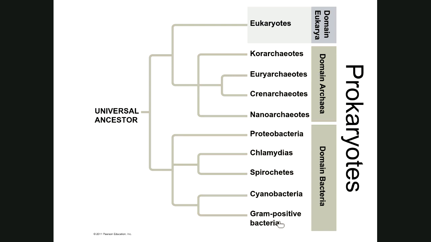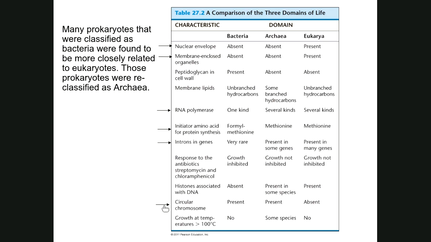Now, before we go into these clades, I want to talk about this. This goes back to why are prokaryotes that are archaeans considered to be more closely related to eukaryotes than to bacteria, but yet we say they're all prokaryotes, bacteria, and archaeans. Well, that's what this table is telling you, a comparison of the three domains. Many prokaryotes that were classified as bacteria were found to be more closely related to eukaryotes. Those prokaryotes were classified into the archaeans.